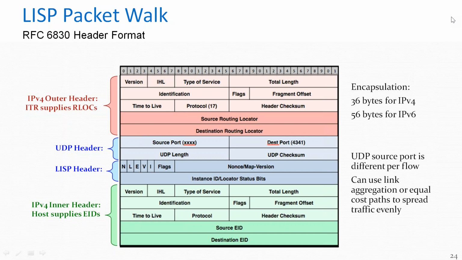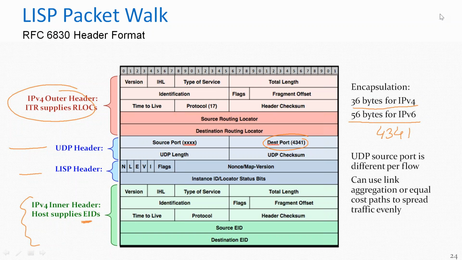In this section I'm going to explain the LISP packet walk. Here you can see we have the inner IPv4 header for endpoint IDs. We have the LISP header and the UDP header, for which the destination port is 4341. Then we have the outer header where the ITR supplies the RLOC header. So we have the inner header, the encapsulation, and the outer header. Overall, the header overhead is 36 bytes for IPv4 and 56 bytes for IPv6.